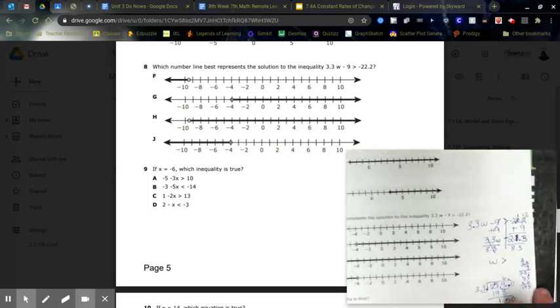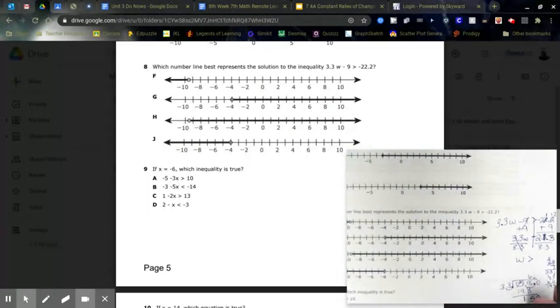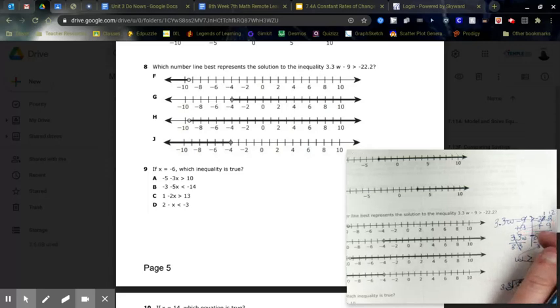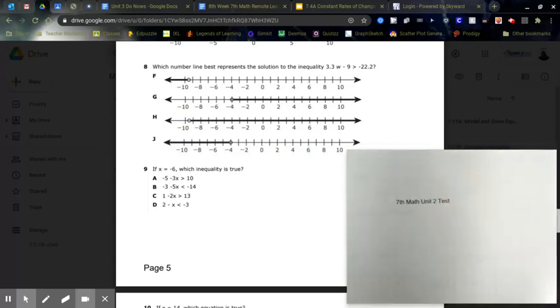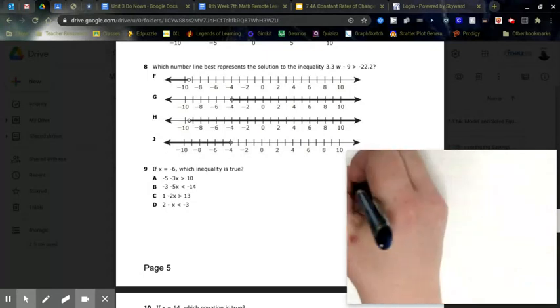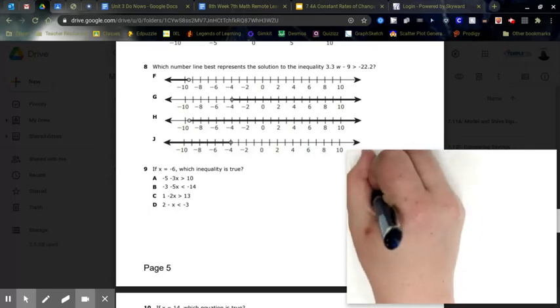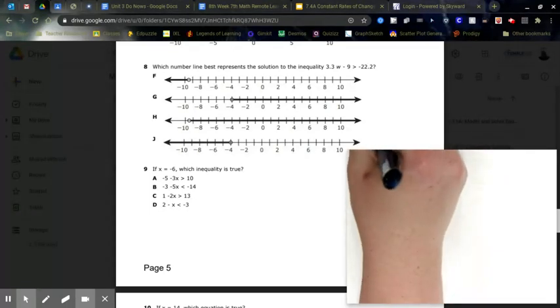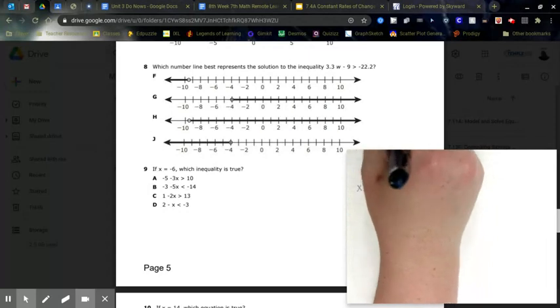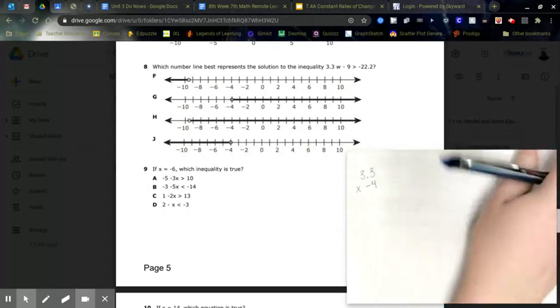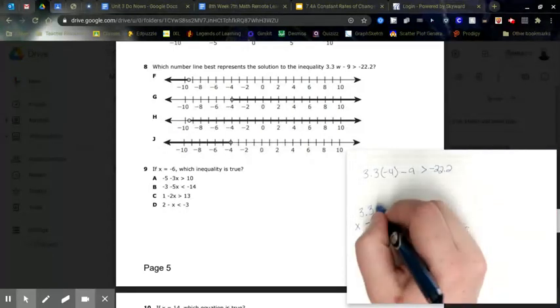Well, let's try it this way. Let's just try to put the solution in. Let's try -4. That's interesting, that didn't work out. So I'm going to flip this over. Do it on the back. 3.3 times -4. So I'm going to replace it with W. 3.3 times -4 goes in for W. Minus 9 is greater than -22.2. Okay. So I'm going to do 3.3 times -4.